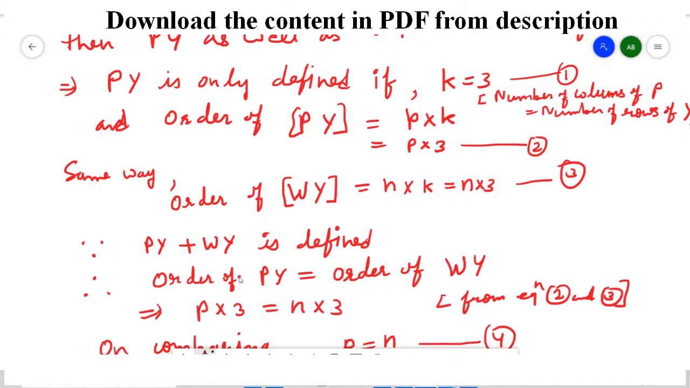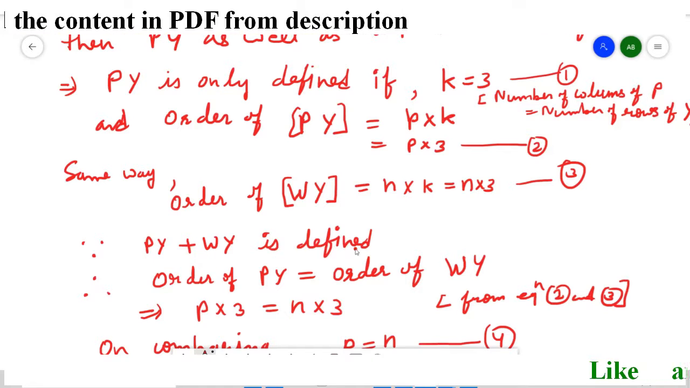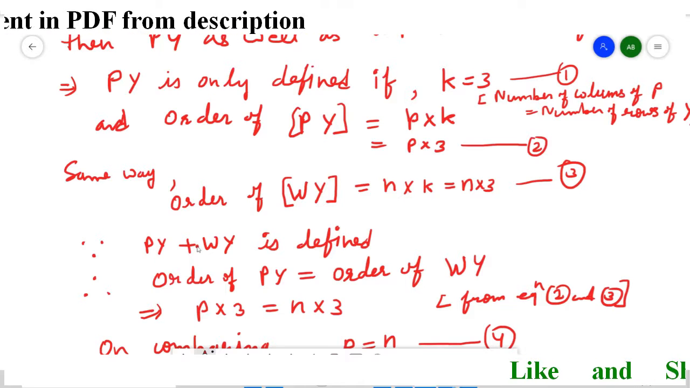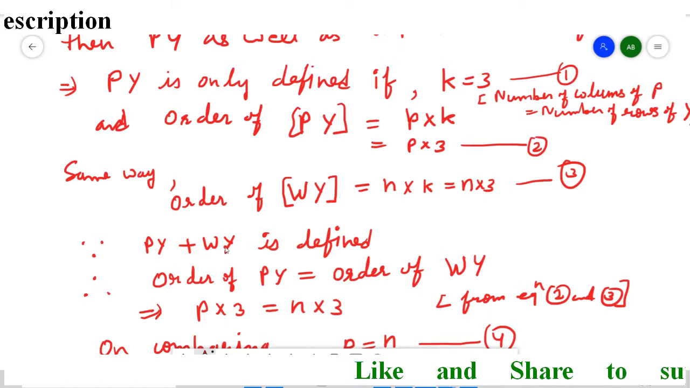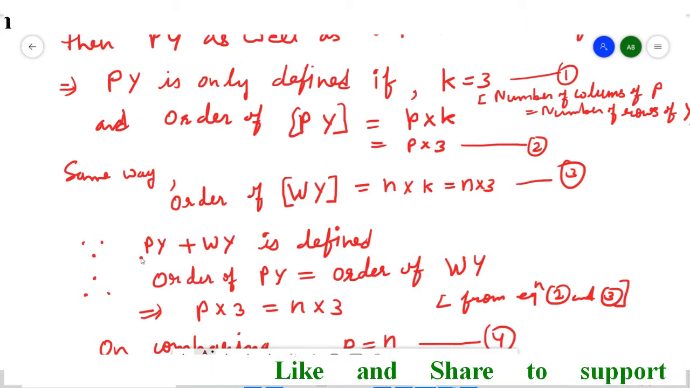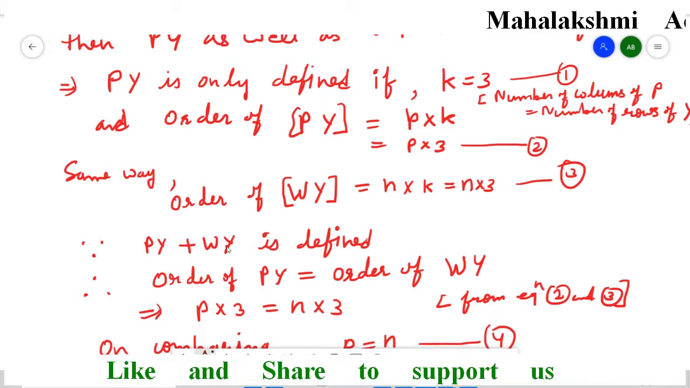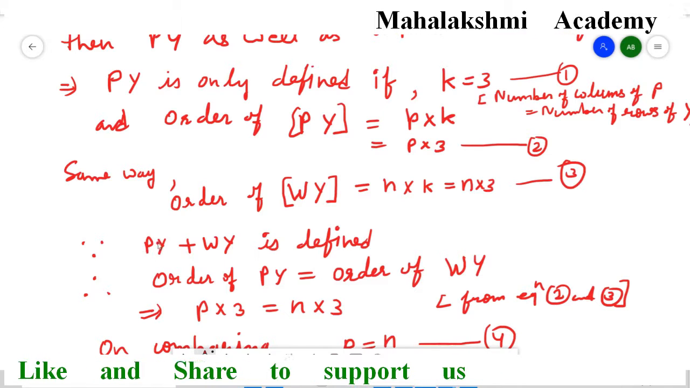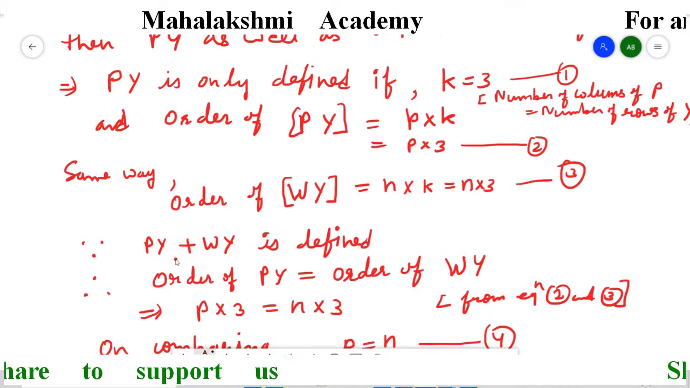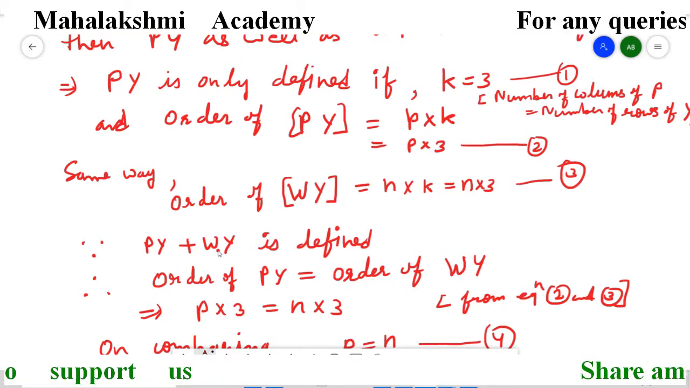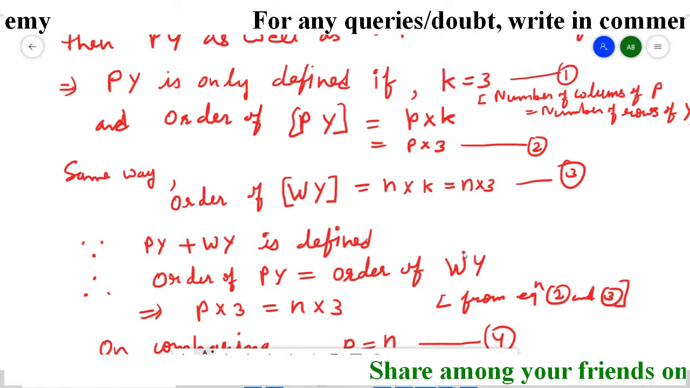Now again we'll come to the starting assumption, that PY plus WY is defined. Addition of two matrices is only defined if the order of the first matrix is the same as the order of the second matrix. After the product, they are single matrices. PY is a single matrix and WY is also a single matrix. So PY's order must be equal to WY's order, then only can we add; unless, two matrices we can't add. So it is defined, so the conclusion is that the order must be the same.